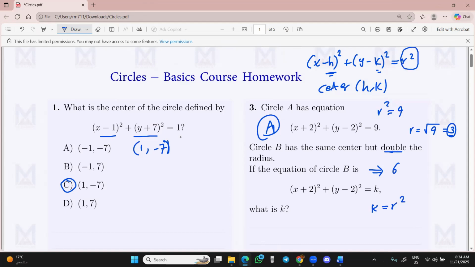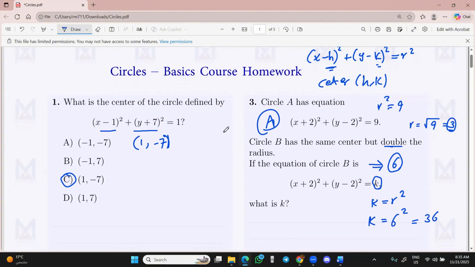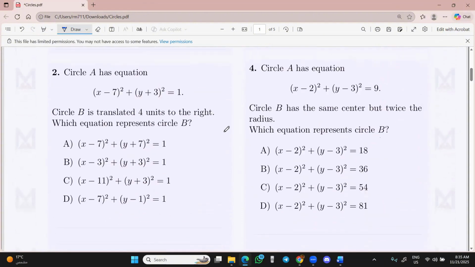Also, going back to the question, the formula says x minus h all squared plus y minus k all squared is equal to r squared. So whatever the number that comes after that equal sign, it represents r squared. So this k is equal to r squared, not only r. And as long as we get the 6 here, k should be equal to 6 squared, which means 36. So the answer of the question is only 36, not 6, not 18, not 9, none of these.